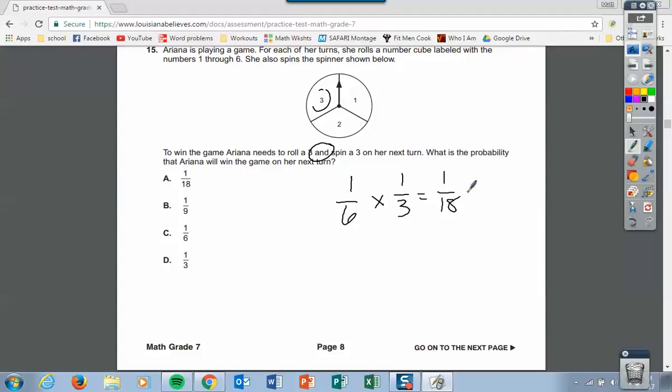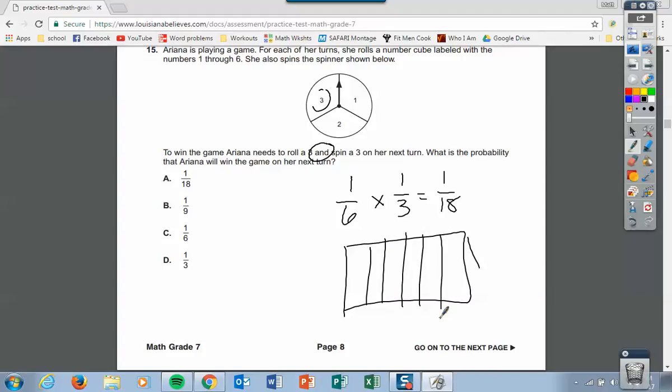You could have also done an area model where I've got 6 dice, so 1, 2, 3, 4, 5, 6, and then I split it up. And so this is a 1, 2, and 3. There are 18 squares here. This is the only one that wins it, so 1 out of 18 right there.